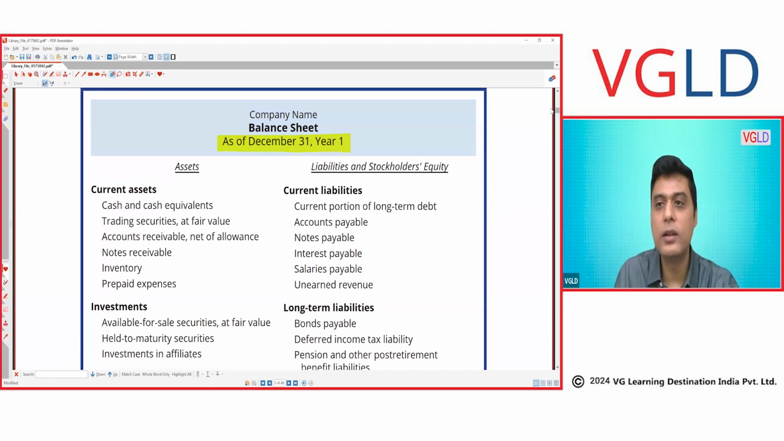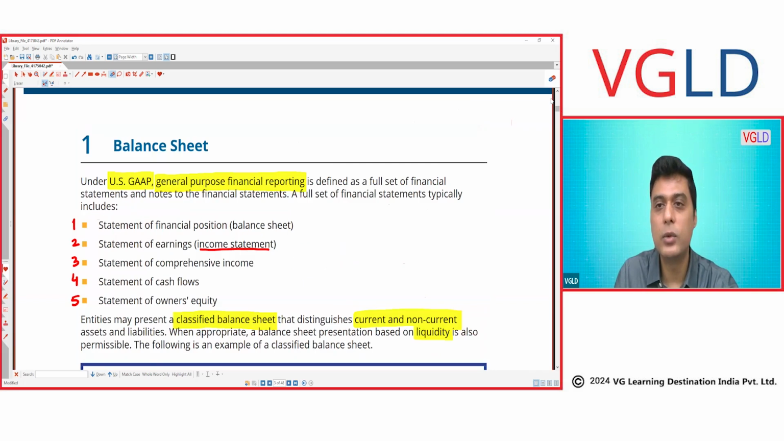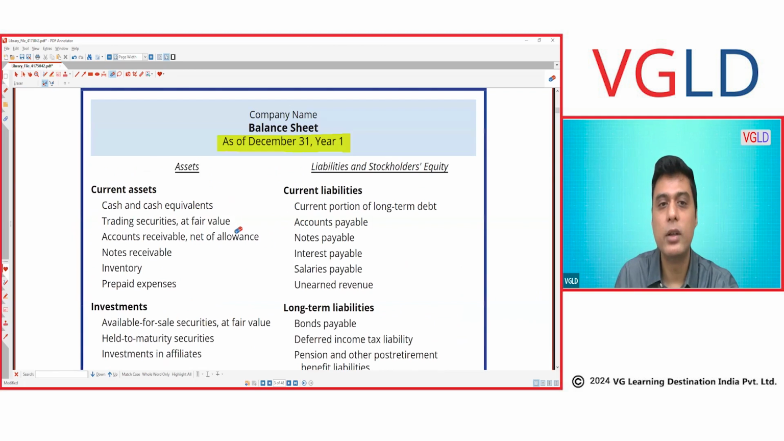Now you must be wondering, why is this? Just like they drive the cars on the other side, right? There's a left-hand drive. We in India do a right-hand drive. Similarly, the balance sheet is also opposite. We show the assets on the right and liabilities on the left. They show the assets on the left, liabilities on the right.